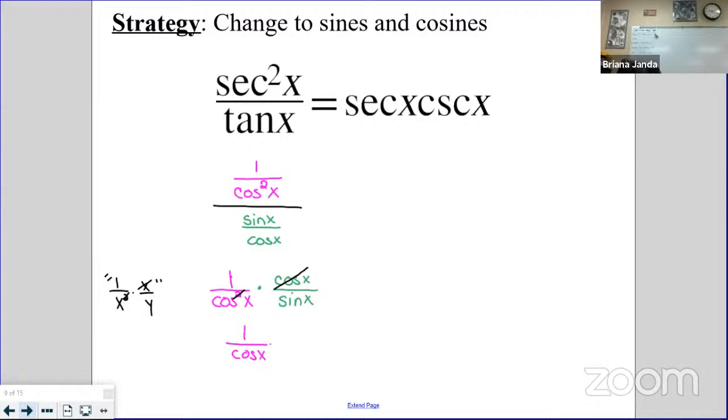1 over cosine x, 1 over sine x, because now I can replace each of those with its identity. 1 over cosine of x is secant x, right? And 1 over sine of x is cosecant x.